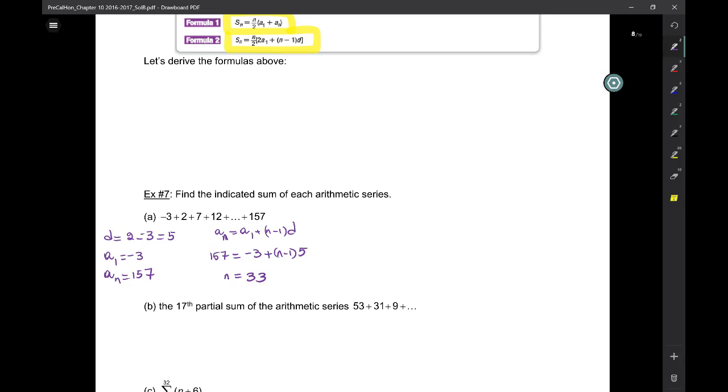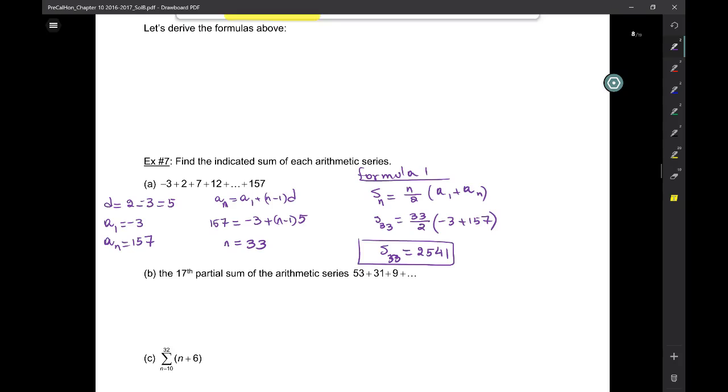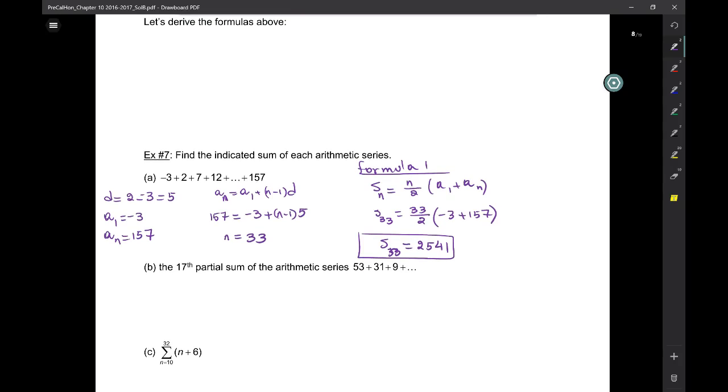So let's use formula 1 because it's simpler. S_n is equal to n over 2 times (a_1 plus a_n). So S_33 is equal to 33 over 2 times (negative 3 plus 157). So S_33 rather is 2,541. Okay? All right, so it's mostly just plugging it in.